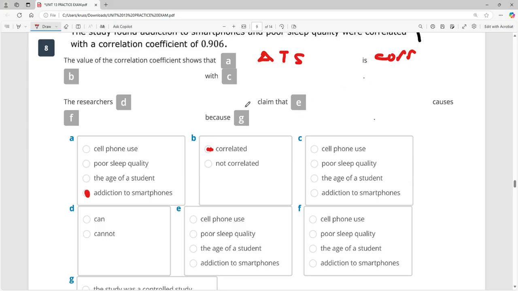There should be a "with" there. Oh yeah, it is correlated. Oh, that B's right there. Correlated with cell phone use. So there is a strong correlation between cell phone use and addiction to smartphones.